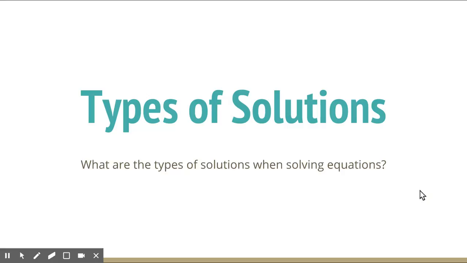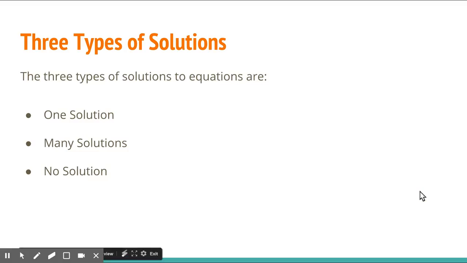First we're going to go over the different types of solutions. There are actually three types of solutions that we're going to be going over. There's one solution, many solutions, and no solution. Everything that we've done up to this point has been one solution, where there is a specific answer for the variable. So there's a number that represents that variable. But we're also going to talk today about many solutions and no solutions.